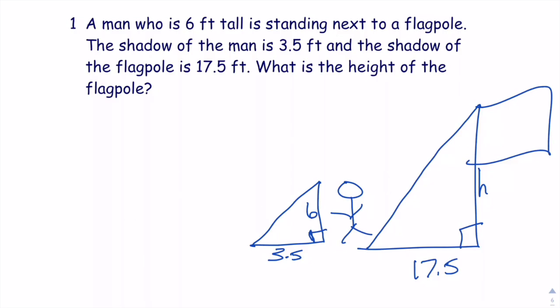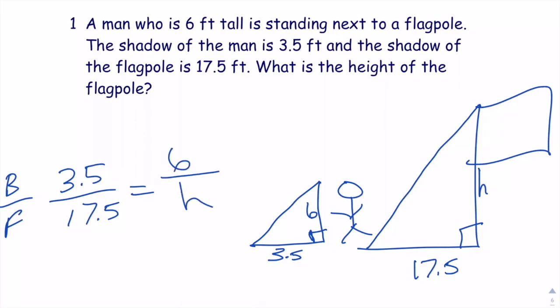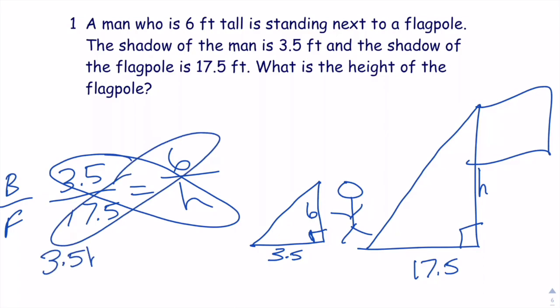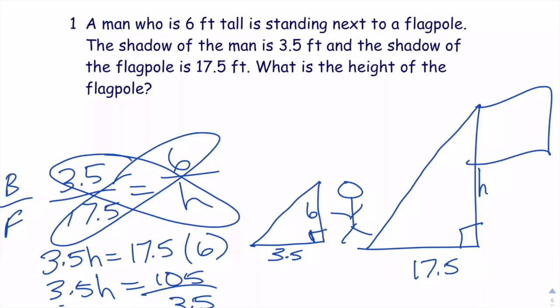Remember, do things in the same order. The two corresponding sides that I know the measurements of both are the shadows, so I'm going to do 3.5 over 17.5. I chose to do boy over the flagpole, so when I set up my other ratio, I need to do the boy, so 6 over the height of the flagpole. Setting up those cross products to solve for h, I then have 3.5h equals 17.5 times 6. Then I have 3.5h equals 105. Lastly, using inverse operations, I get a height of 30 feet. Remember, that flagpole is 30 feet tall. Make sure you include the label.